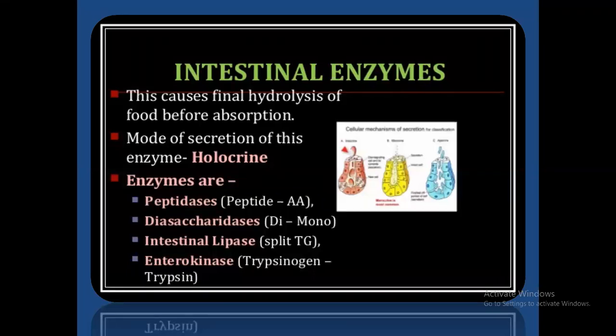Mode of secretion of these enzymes is holocrine type of secretion. Holocrine type of secretion means the entire cell is involved in the secretion of the substance and it also dies for the secretion.